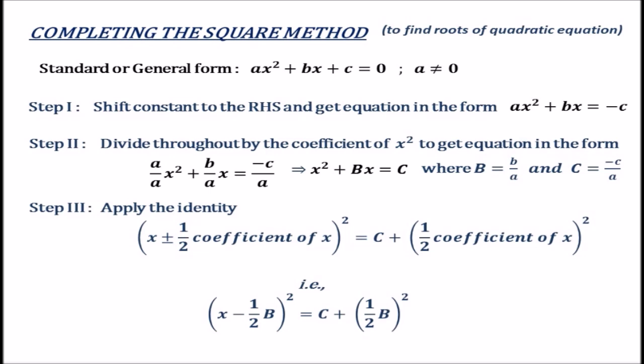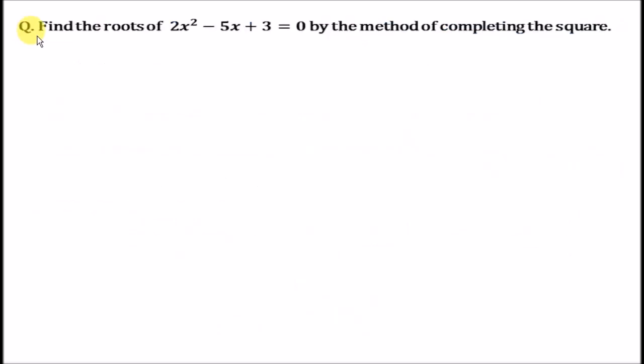So let's start. The first question is, we need to find the roots of the equation 2x squared minus 5x plus 3 equals 0 by the method of completing the square. First and foremost, let's write the given equation, which is 2x squared minus 5x plus 3 equals 0. Now, the first step, remember, is to shift the constant from LHS to RHS.